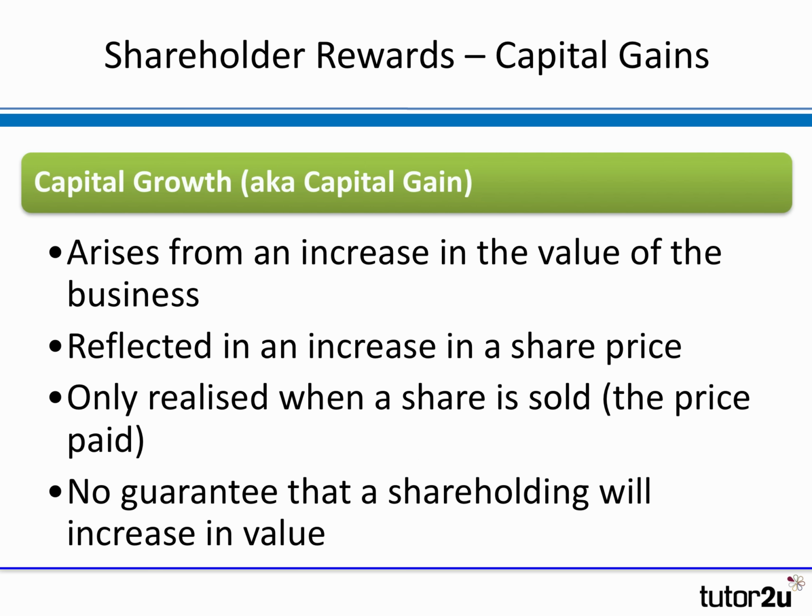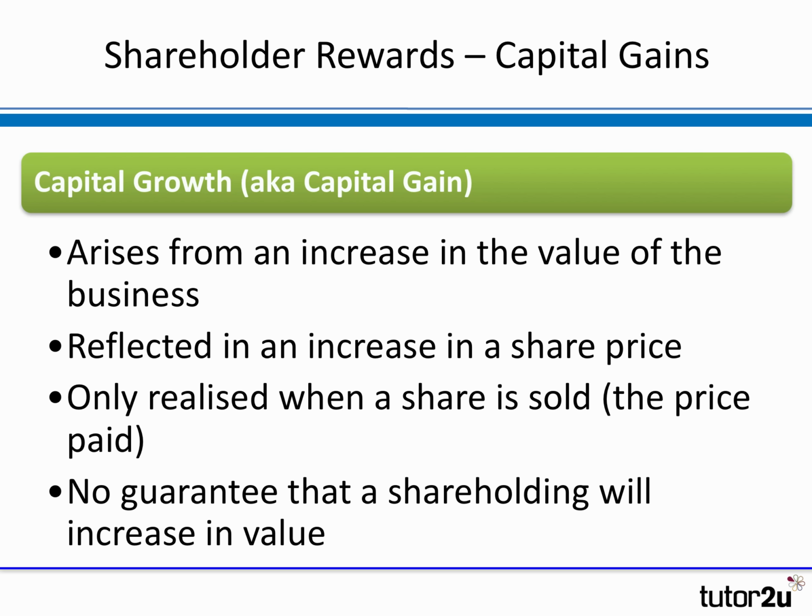Capital growth is a slightly different concept. The idea here is that you buy your shares for one price and hope that that share price will increase over time, giving you the opportunity to sell for more than you bought the shares for. So a capital gain or capital growth arises when the value of the business increases, and a good proxy for the value of a business increasing is an increase in the share price. But of course, that capital gain only really arises when you sell the shares. So whilst it might be there on paper, it only becomes a real gain that you can go away and spend once you've sold your shares.